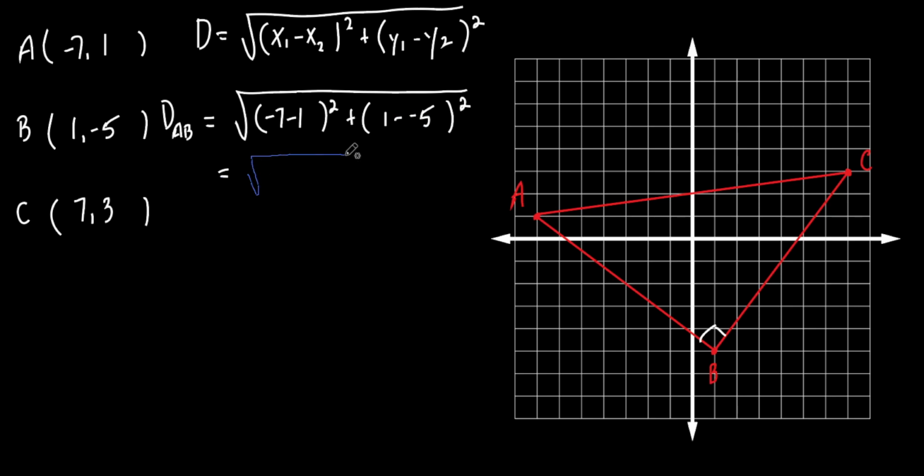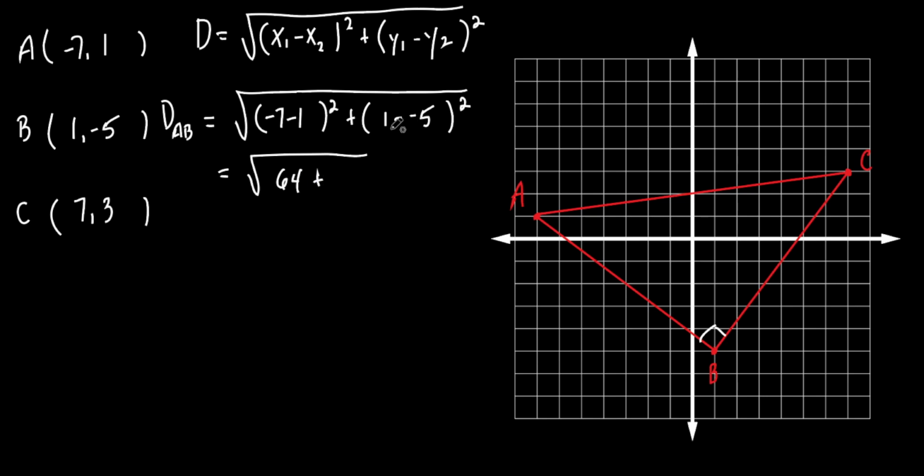Let's keep the square root. Don't forget it. That's super important. Negative 7 minus 1. Let's do a little bit in our head so I don't write down every little step. What's negative 7 minus 1? How about negative 8? And when you square negative 8, what do you get? Positive 64, good. So that's a 64.